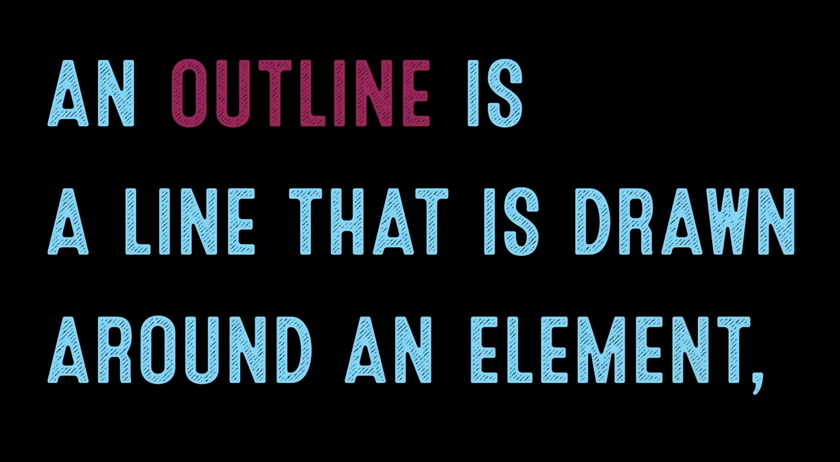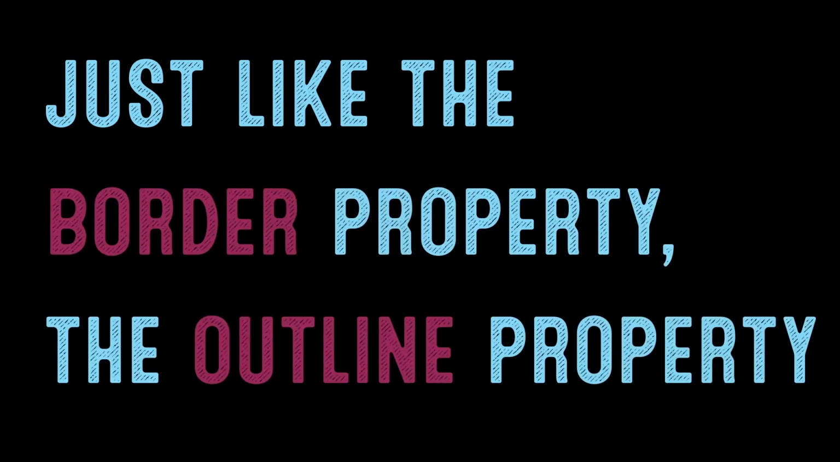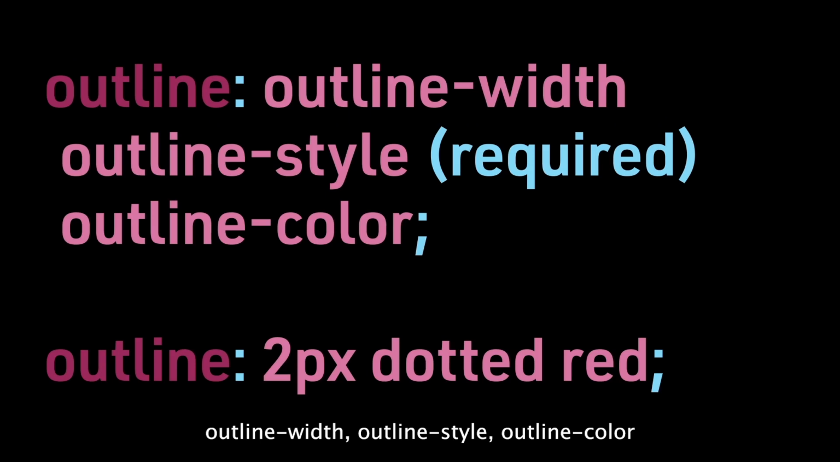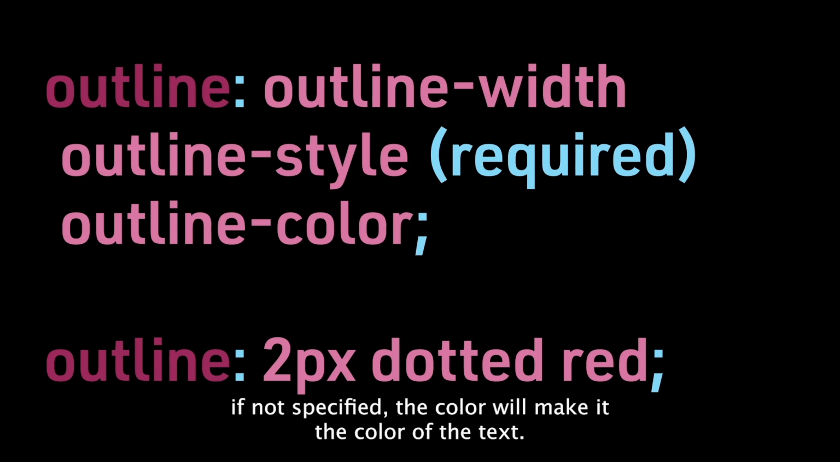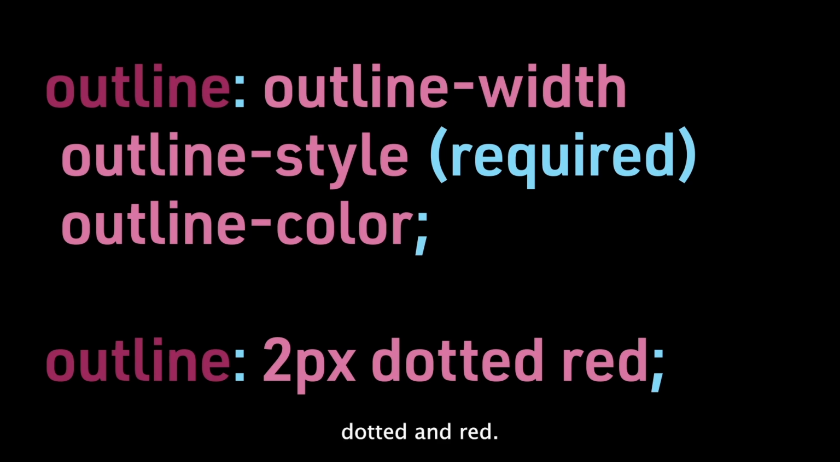An outline is a line that is drawn around an element situated outside the border, whose purpose is to make the element stand out. Just like the border property, the outline property has a shorthand. Outline, outline width, outline style, and outline color. Outline style is required. Outline, 2 pixels dotted red. Since outline color can be omitted, if not specified, the color will be the color of the text. This states that the outline should be 2 pixels dotted and red.